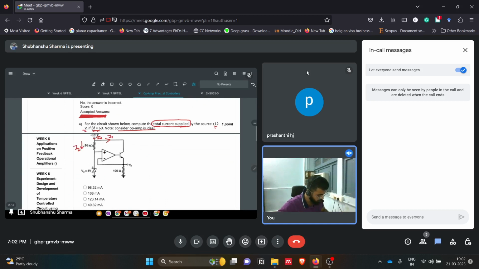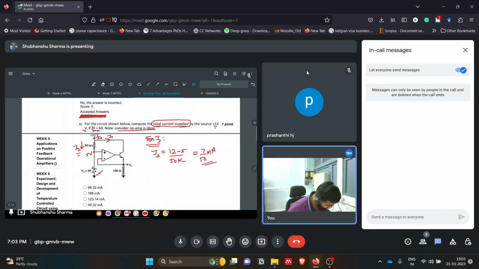So we'll go first towards I2. We know this Zener diode is being used, so it will maintain 5 volts here. So I2 we can easily get as 12 minus 5 divided by 50k, which will be 7 by 50 milliamps, something like that. You can calculate.